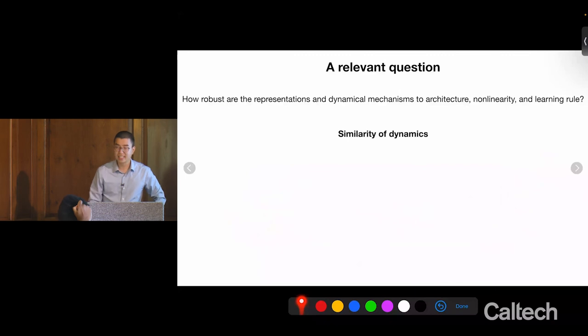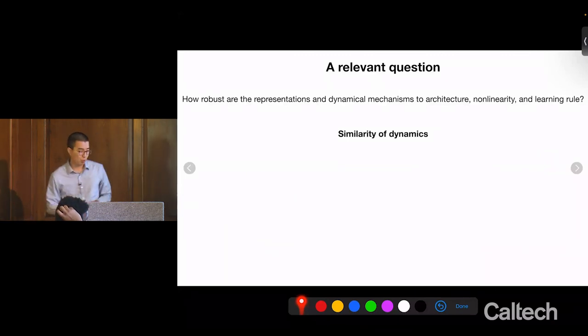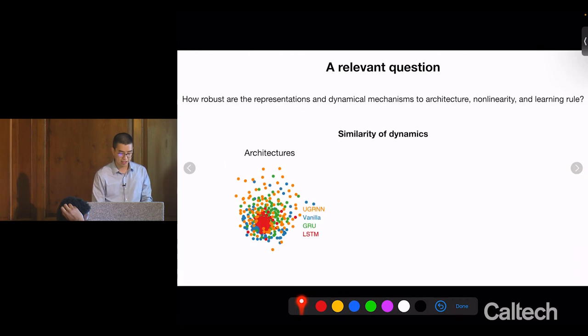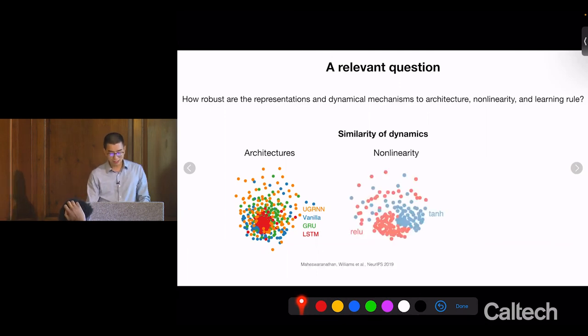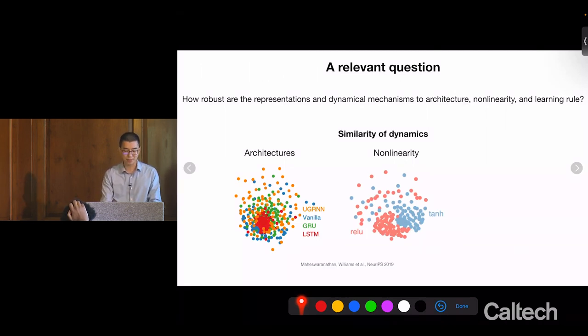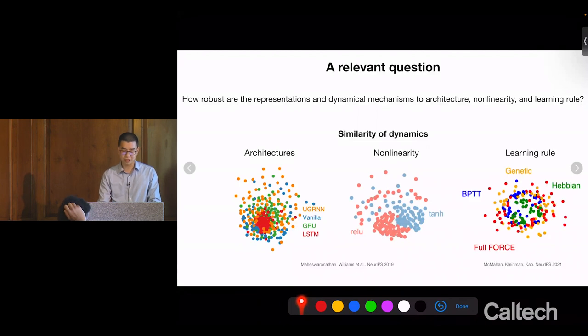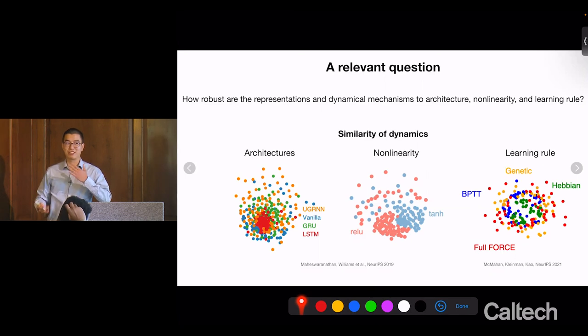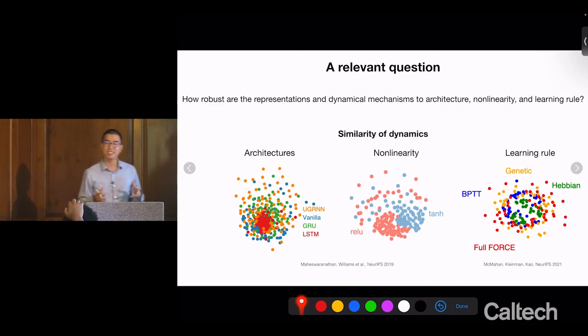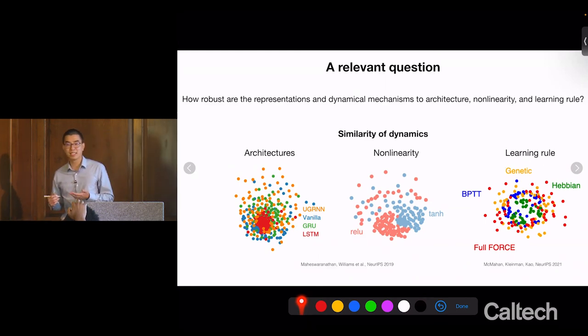On the flip side, if you look at the similarity of the dynamics, what we find, or what others have found, is that across different architectures, the dynamical mechanisms are conserved. Across learning rule and the nonlinear activation, there may be some variation, so you can still see some clustering here. And then across learning rule, they're also highly overlapping. And so this suggests that when training these recurrent neural networks, there's some individuality in the representations based on some of these choices. But when you look at the dynamical mechanisms, there is something closer to universality there.